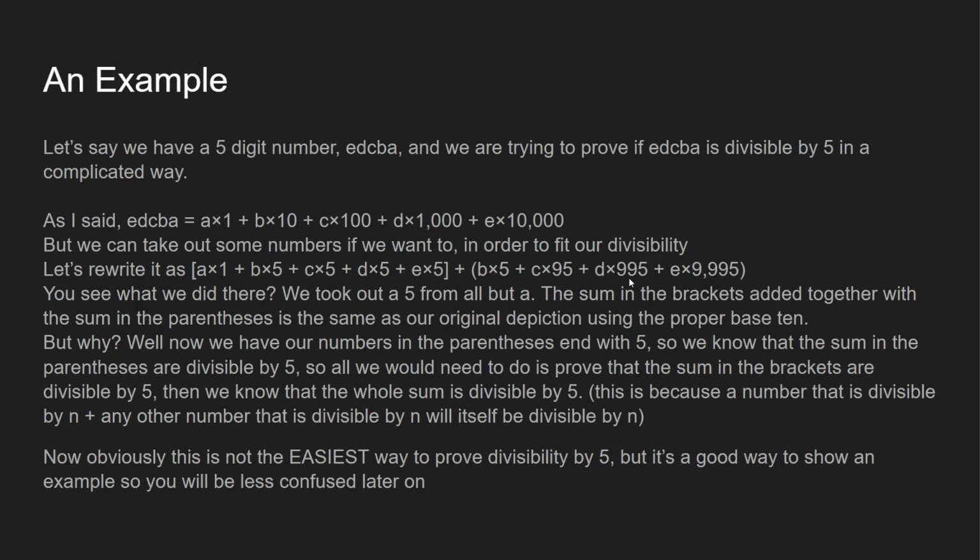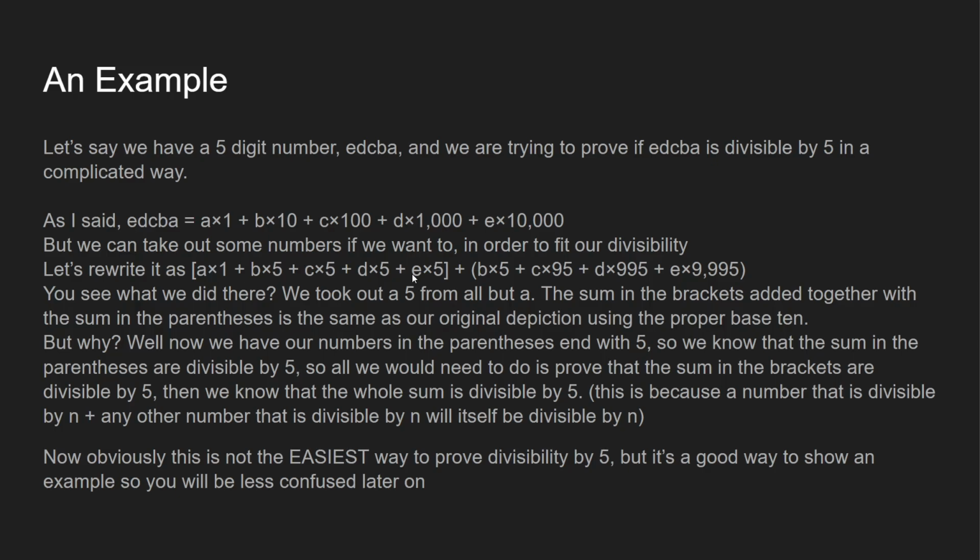Now you might be wondering, what's the purpose of doing this? But as you can see here in the parentheses, all of these numbers have to be divisible by 5. Most of it here has to be divisible by 5, but this theoretically might not be divisible by 5. And that's where the proof comes in, right? We have to prove that A is divisible by 5.